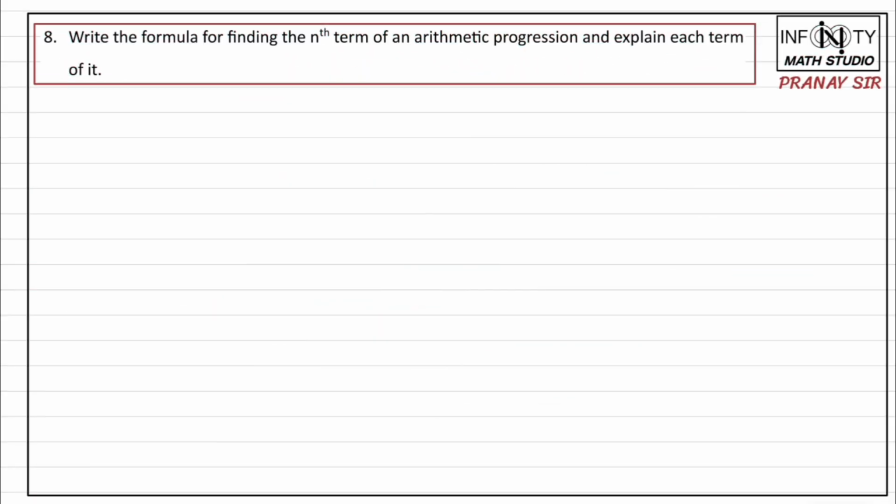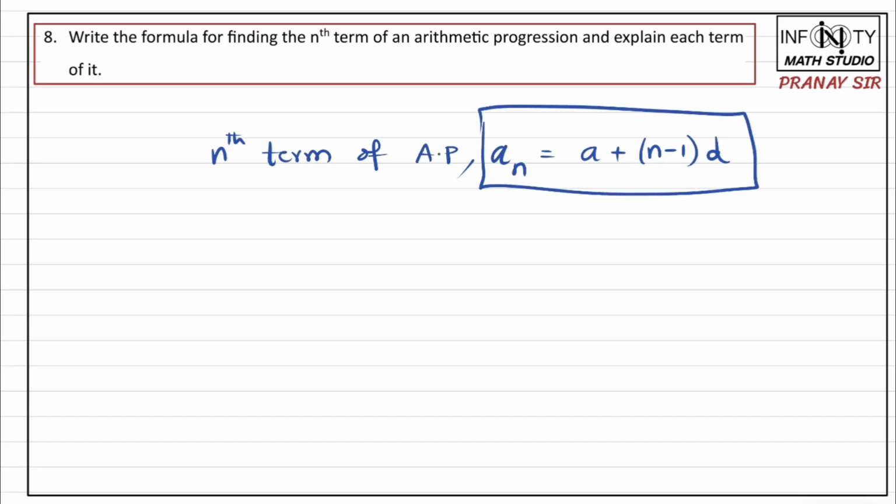Next, 8th question. This is a directly formula based question from the arithmetic progressions chapter. Here we need to write the nth term of an AP, that means arithmetic progression. It is denoted by a_n and the formula is a plus (n minus 1) into d. This is the formula. This much if you write, you will definitely get 2 or 3 marks, because here we have another question.